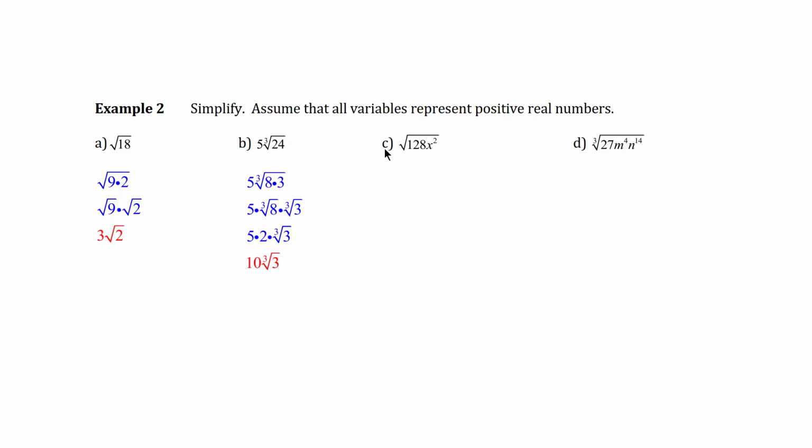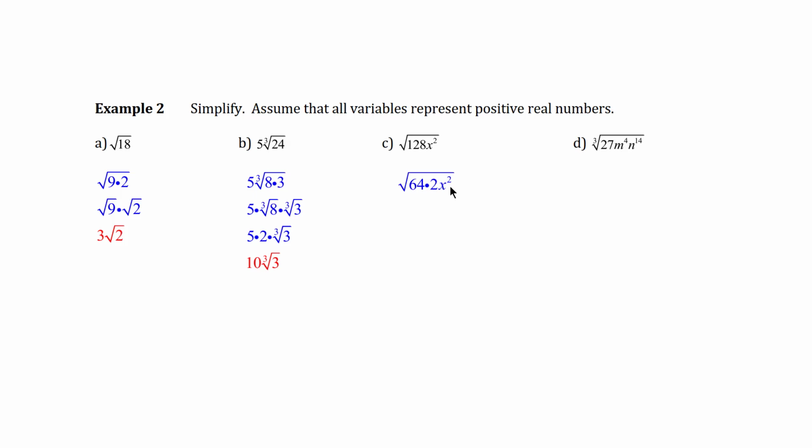Moving on to part C, we have the square root of 128x squared. To simplify this radical, we need to rewrite 128 as the product of two numbers, where one number is a perfect square. So I chose to rewrite 128 as 64 times 2. So I have the square root of 64 times 2x squared.